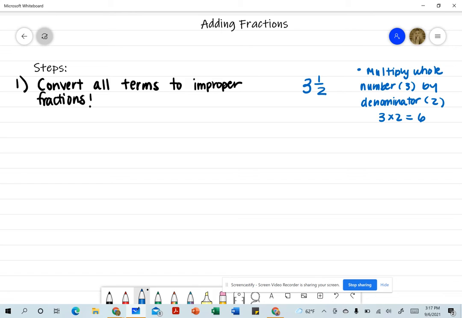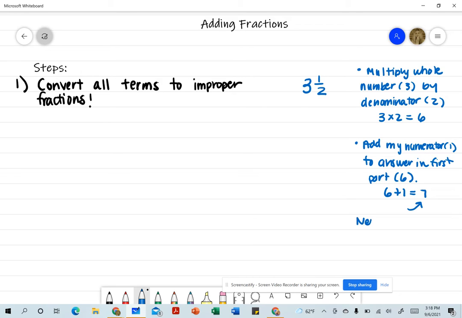That equals 6. Then what I do is I add my numerator, or in this case 1, to my answer in the first part. Well, what was my answer in my first part? 6. So what I do is I do 6 plus 1, and I get 7. Now, what is this 7? This 7 is my new numerator.